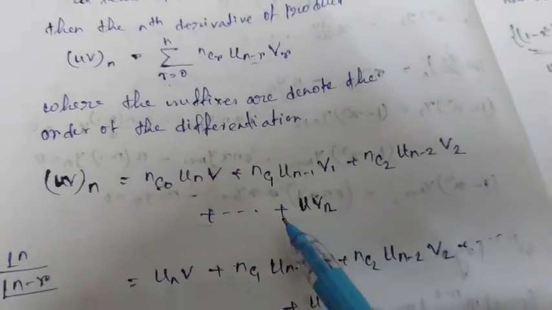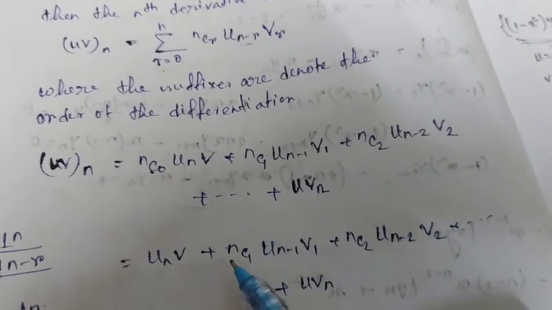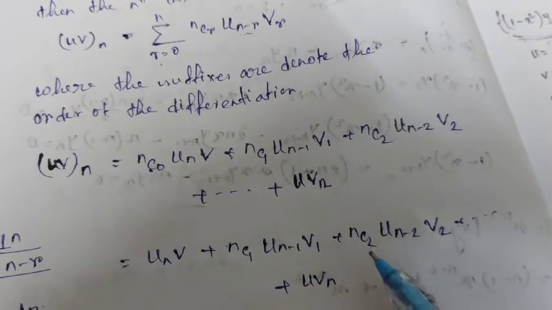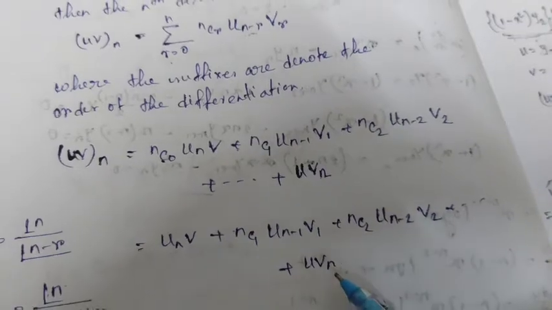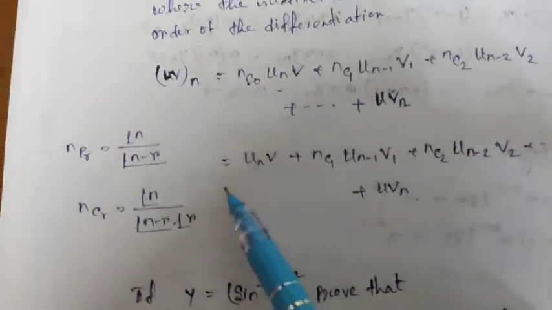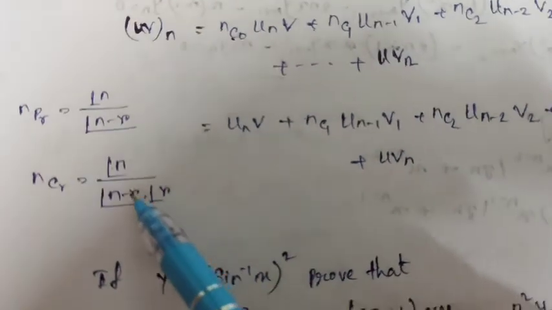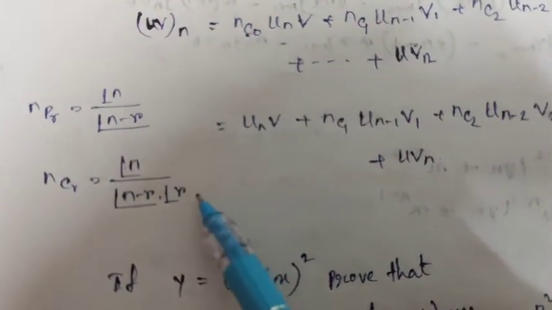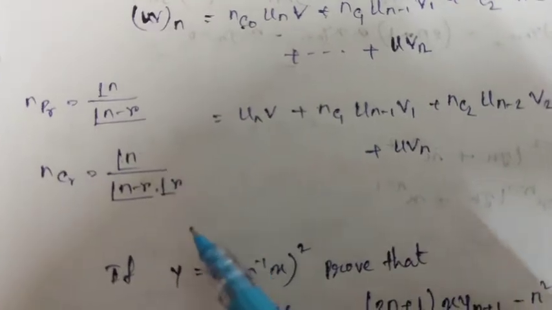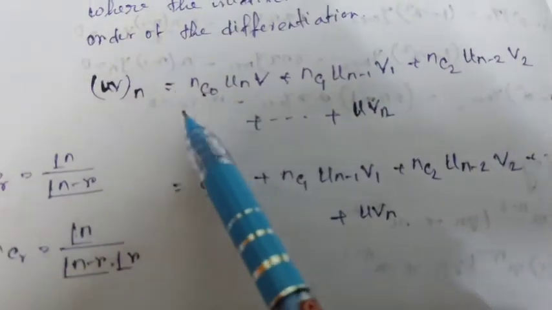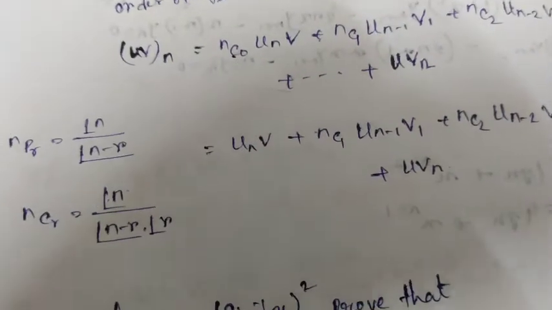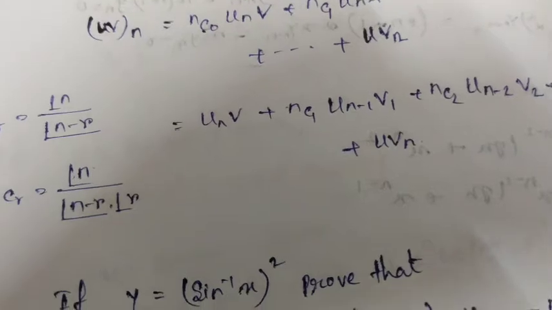And if we simplify, we can write u(n) v plus nC1 u(n-1) v1 plus nC2 u(n-2) v2 plus dot dot plus u vn. And here you have to remember the relation for nCr, the combination, that is factorial n divided by factorial (n minus r) into factorial r. So this is the statement of Leibniz theorem, and now I will discuss one problem to show how we use it.